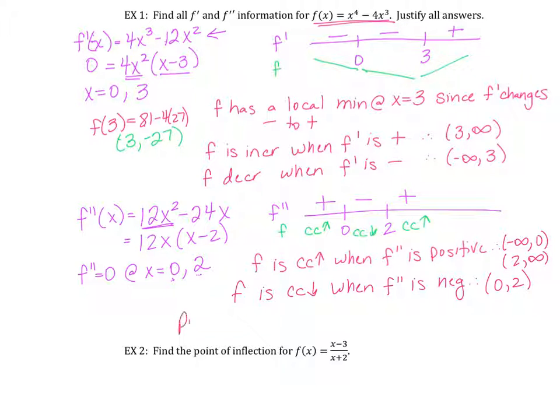Now, do I have a POI? Well, my second derivative certainly changed sign twice. And again, since I know my function is always defined, I in fact have 2 POIs. So f has a POI, I'm going to write this one this way, at x equals 0 and 2 since f double prime changes sign.